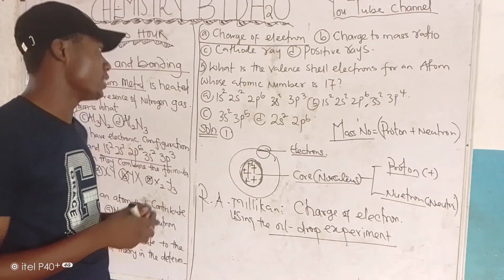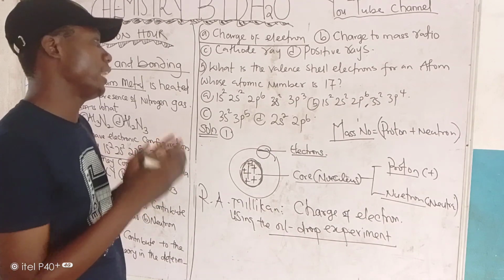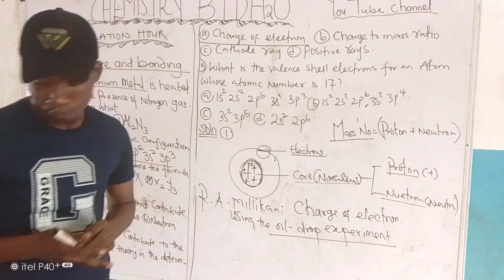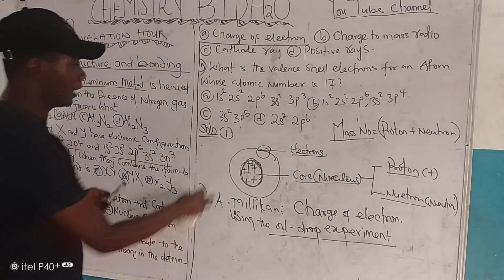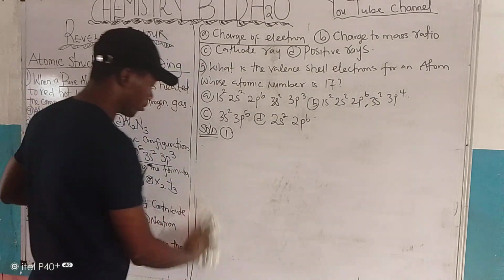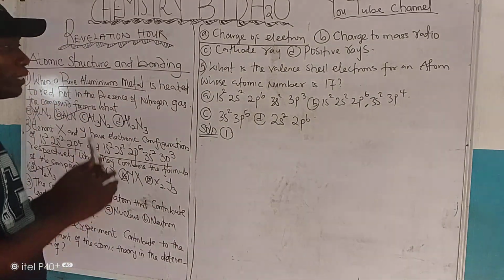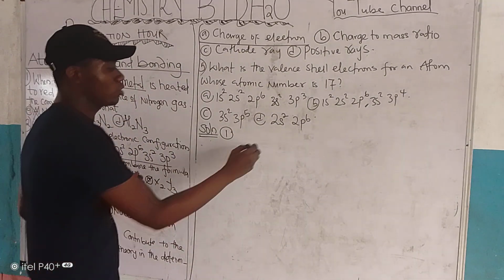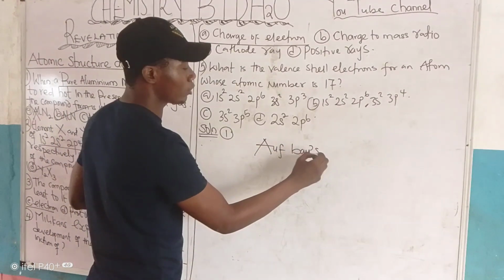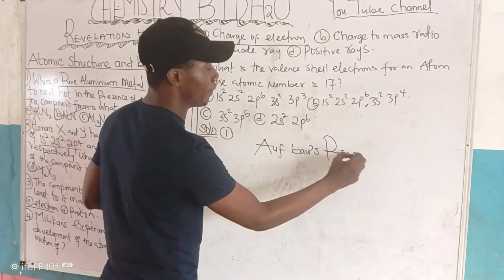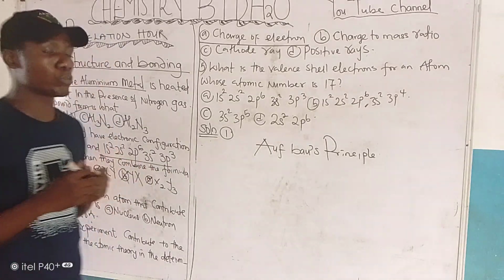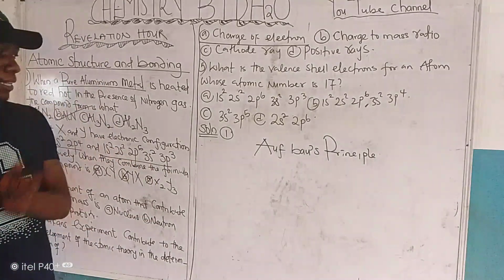Question number 5 says, what is the valence shell electron count for an atom whose atomic number is 17? This question is very, very tricky. Remember, according to Aufbau's principle, we were told that electrons are arranged step by step. According to Aufbau's principle, electrons are arranged step by step.